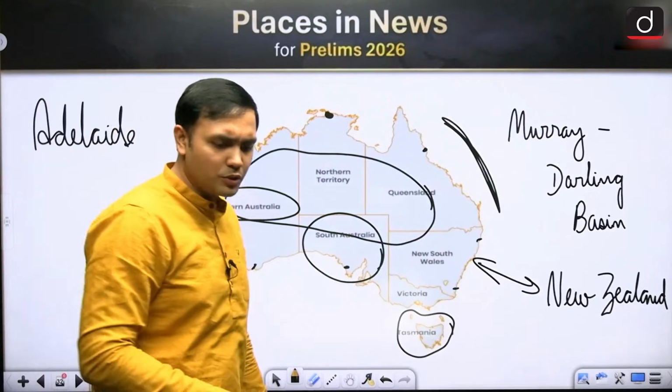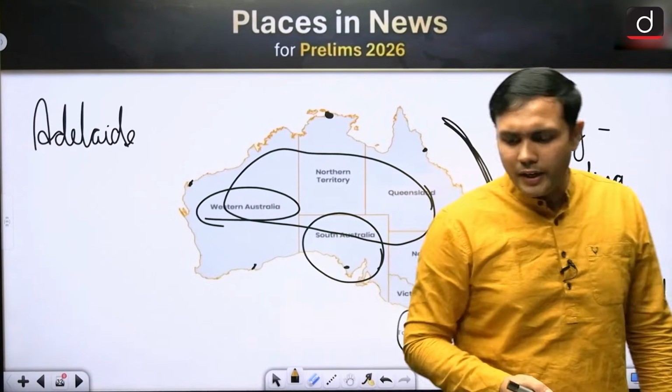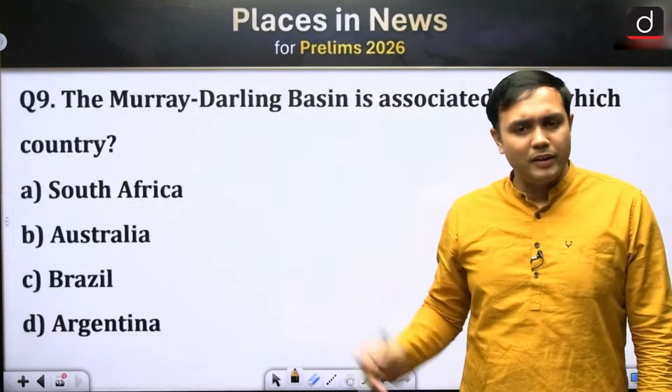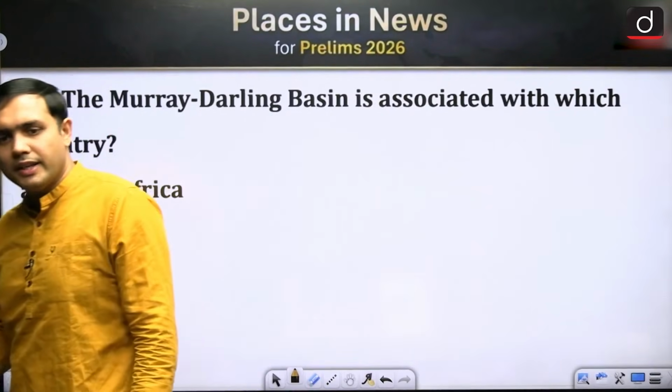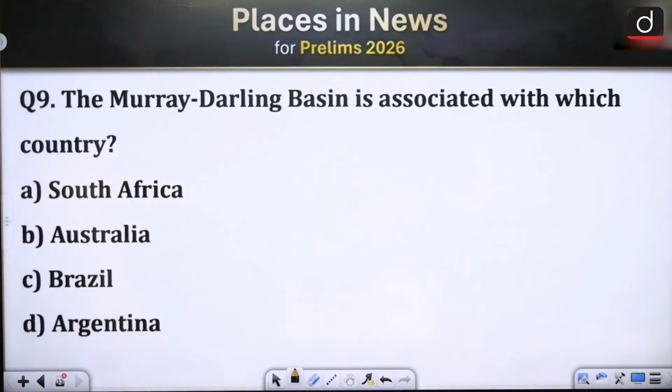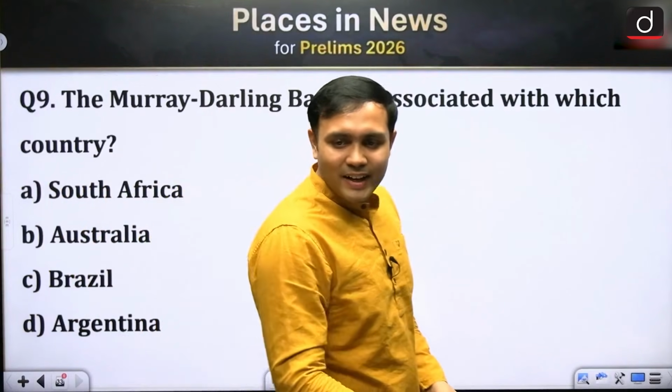So this is with respect to Australia or Southern Australia, where there was a severe flood that happened. Okay, so this is it. The question regarding this particular portion you might be asked is that Murray-Darling Basin is associated with which country? That is all. Let's see how many of you are able to answer them correctly.